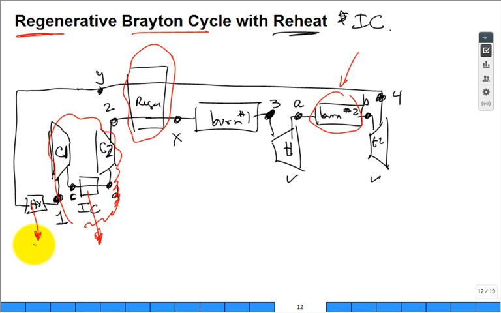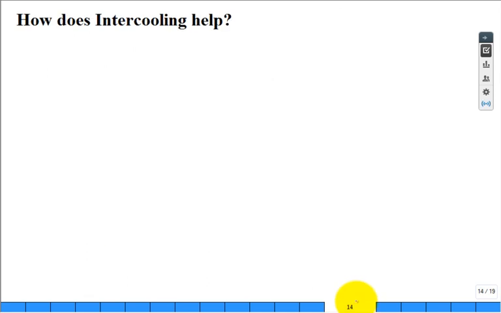But it's a really complicated question, and I hope that I can help you so that after you leave this class, you can answer that question. So I'm not just going to give you the answer, I'm going to have you work through it to get the answer. But you've got all the tools to answer that question. So how does that intercooler help the cycle performance? How does it help improve the thermal efficiency of the cycle?